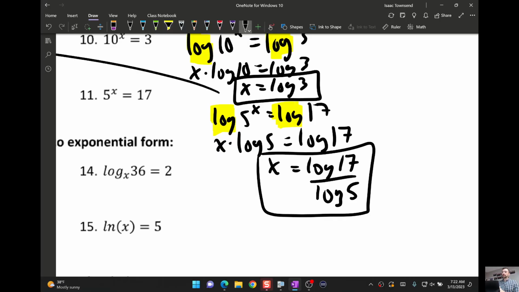Now notice, this answer looks slightly different than the one over to the left, but if you know change of base, then you know these are the same. If you applied change of base to this, it would look like this.